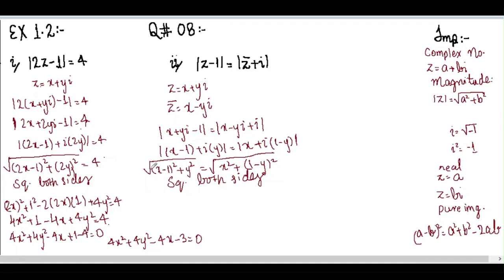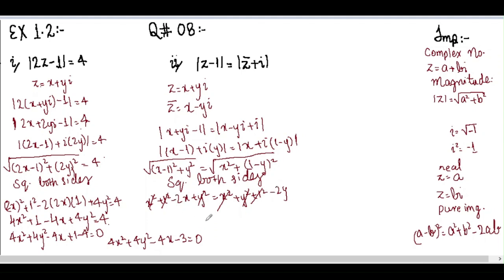So we get (x minus 1) whole square is (a minus b) whole square again. So we are going to write it over here: x square plus 1 square minus 2x plus y square equals x square plus y square plus 1 square minus 2y. So we are going to cancel these terms, x square with x square, y square with y square, and 1 square with 1 square, and here minus 2x equals minus 2y.